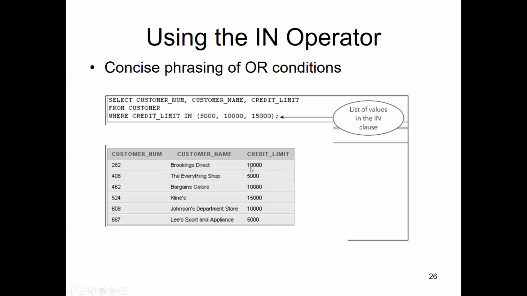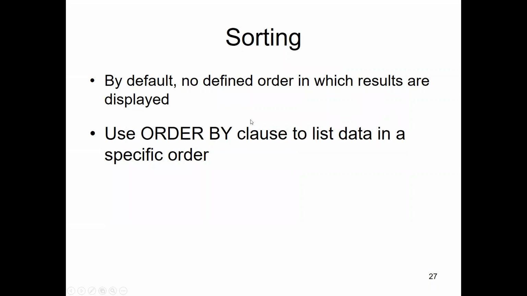And you see the result there. We see that these guys had 10,000, 5,000, 10,000, 15,000, 10, 5. So their value for their credit limit was in the list that we used with the IN attribute.